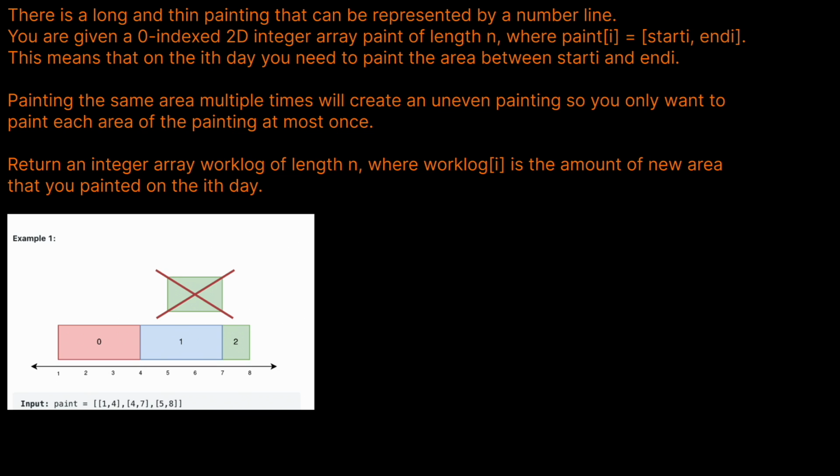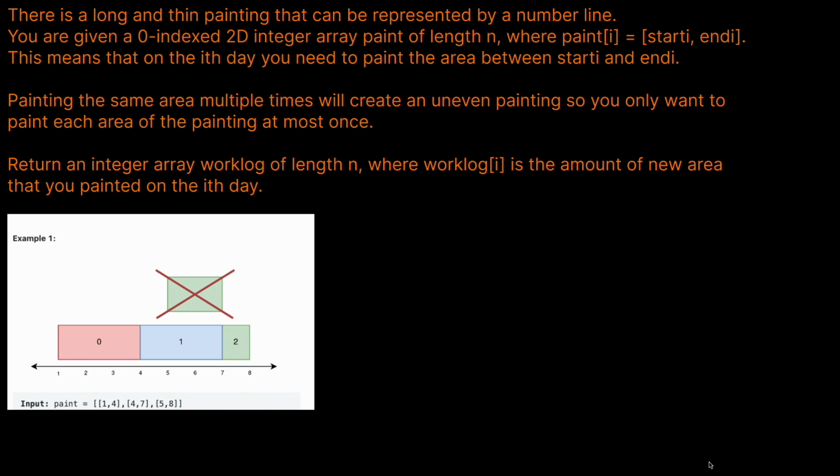All right, there is a long and thin painting that can be represented by a number line. You are given a zero-indexed 2D integer array paint of length n, where paint[i] equals [start_i, end_i], which means that on the ith day, you need to paint the area between start_i and end_i. Painting the same area multiple times will create an uneven painting, so you only want to paint each area of the painting at most once. Return an integer array worklog of length n, where worklog[i] is the amount of new area that you painted on the ith day.